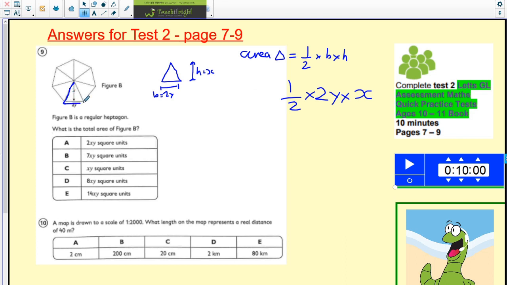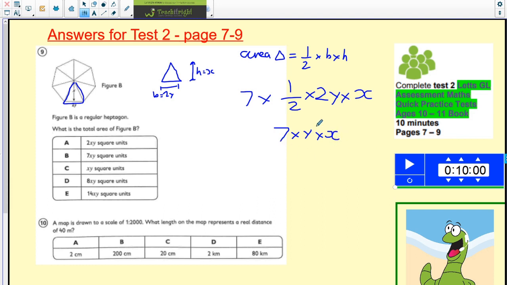But I don't want the area of one triangle. I want the area of 1, 2, 3, 4, 5, 6, 7. So my total answer is going to be 7 times by a half times by 2y times by x. Well, luckily, I can simplify these numbers, and actually, a half of something and 2 times something are going to cancel each other out. So I'm going to end up with just 7 times y times x.